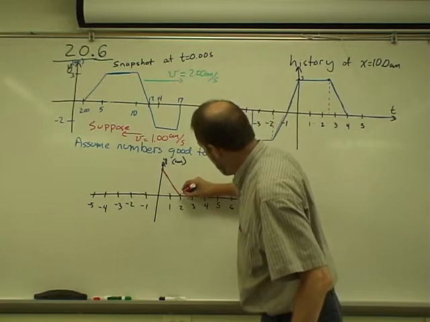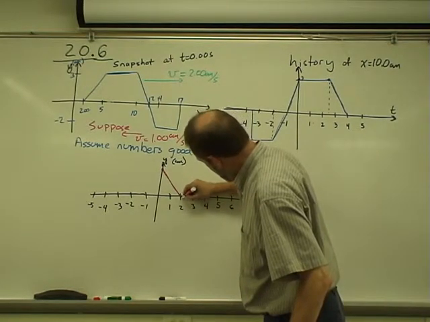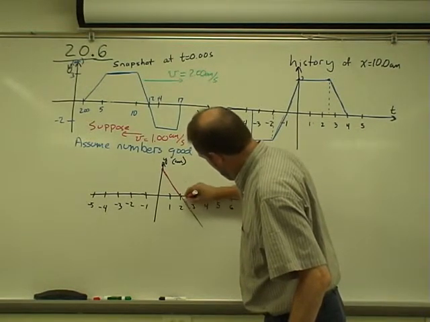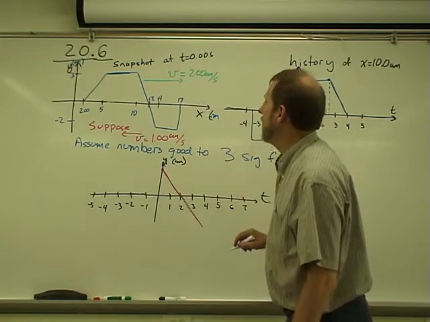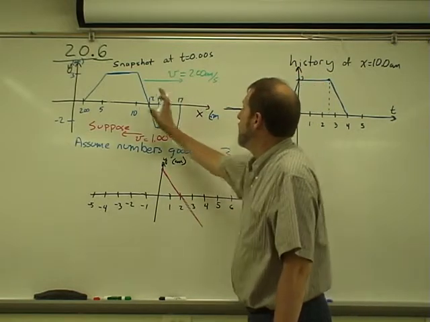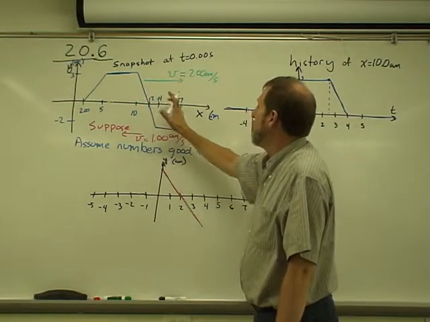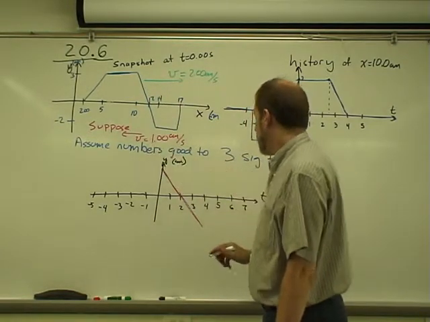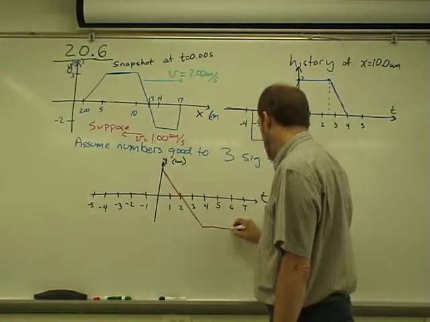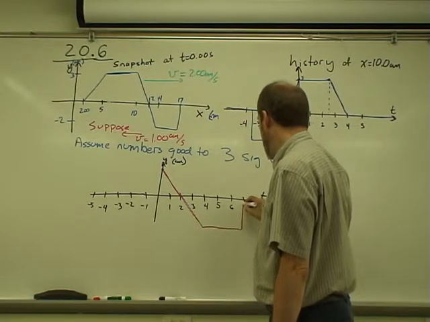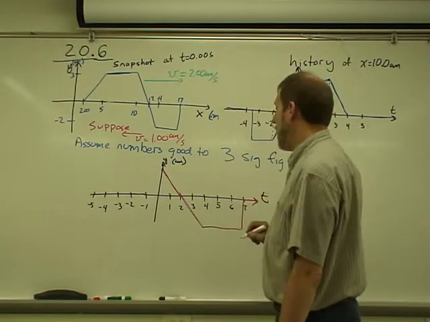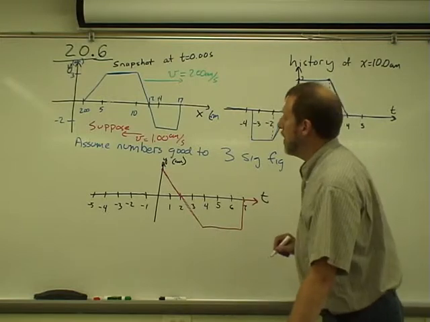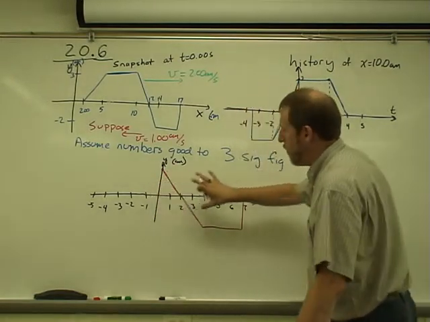After another 2 seconds, it hits its negative value. This is still moving in this direction. It has to go 3 centimeters, so it takes 3 seconds. And then the wave is through and gone. So that's for positive time.